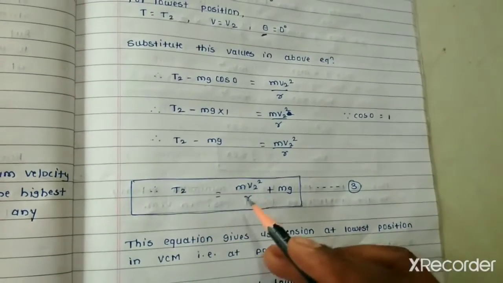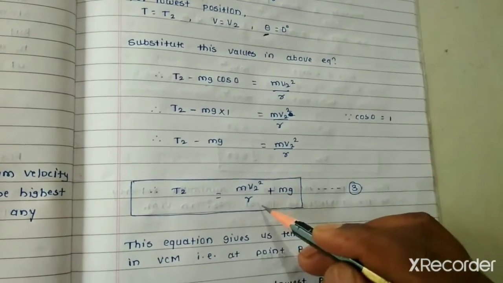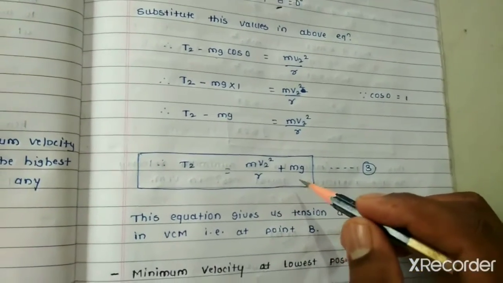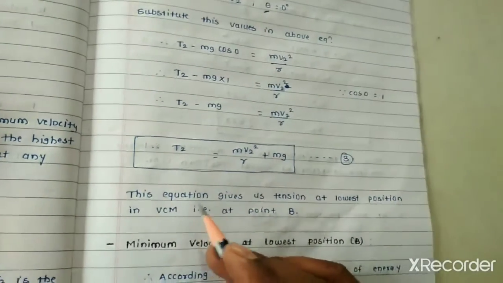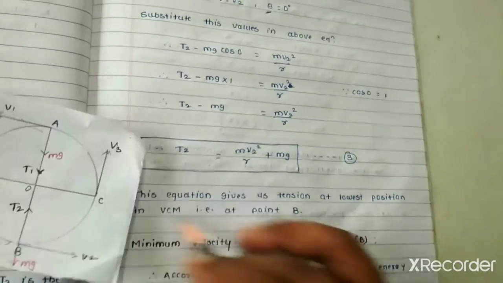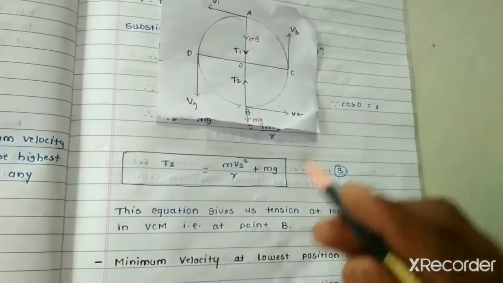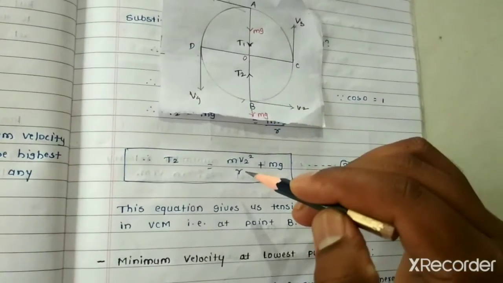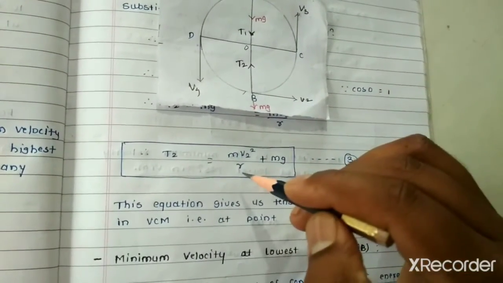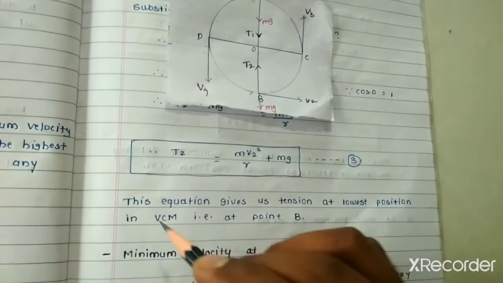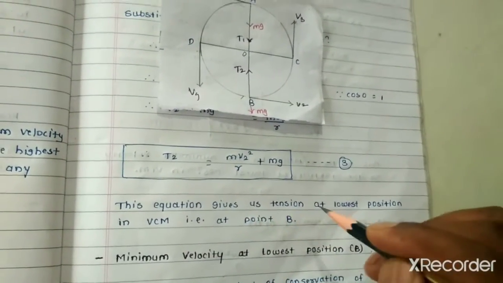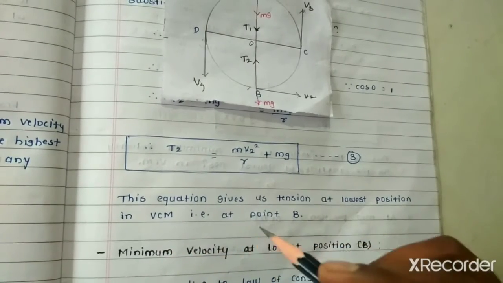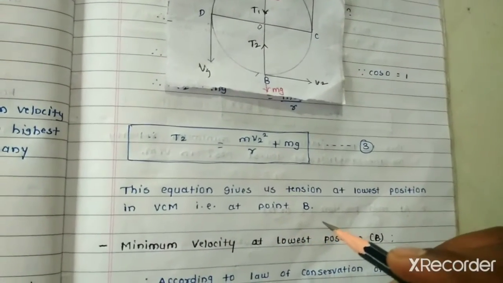Therefore T2 is equal to mv2 square upon r, and this minus mg goes on the right side, so it becomes plus mg. So this equation gives us the tension at the lowest position, that is at point B in vertical circular motion. T2 is equal to mv2 square upon r plus mg. This equation gives us the tension at the lowest position in vertical circular motion, that is at point B.